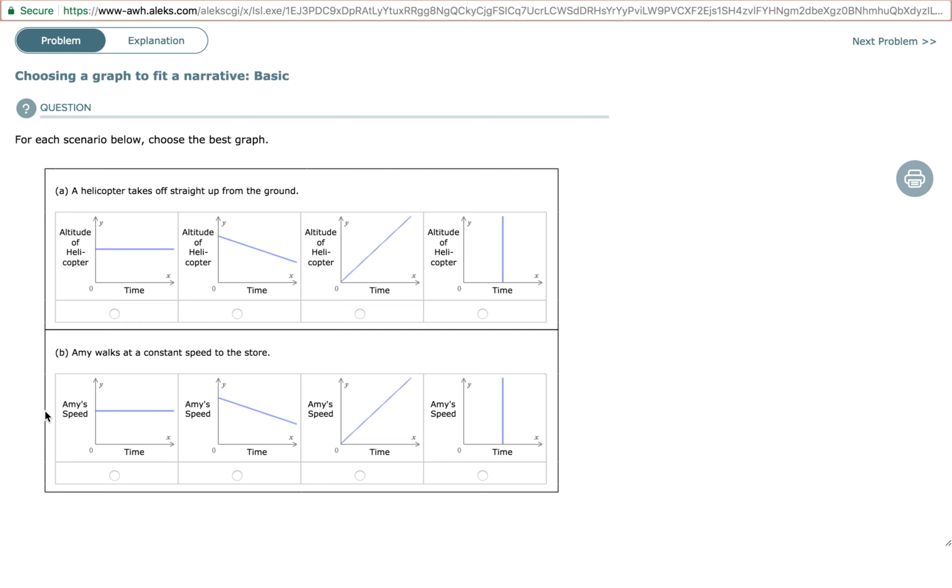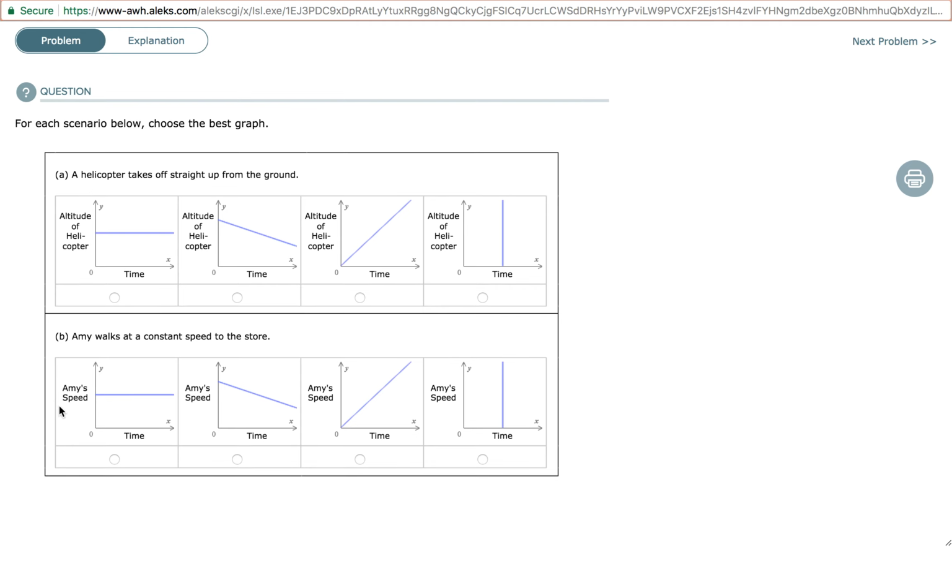Now let's take a look at the second example. Again, interpreting the graphs first. Amy's speed. So if Amy's speed is staying the same, that means that she is moving at the same speed as time goes on. She's still moving, but the speed remains the same.